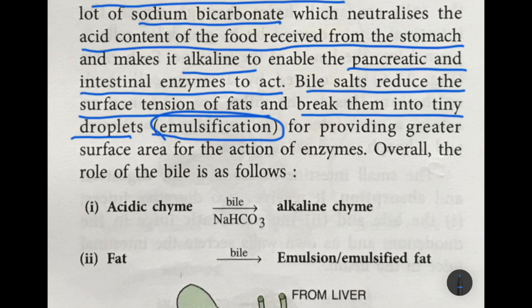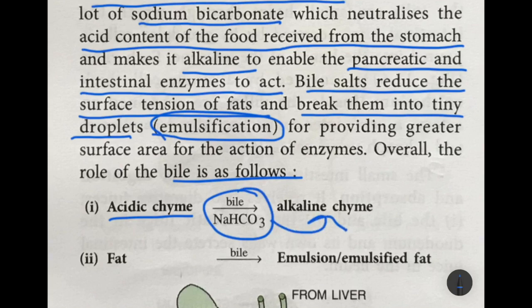So the role of the bile is, the acidic chyme coming from the stomach, bile contains sodium bicarbonate and it turns it into alkaline chyme. So once it turns into alkaline chyme, the pancreatic and intestinal enzymes will be able to act on it, and then the fat is broken down by the bile salts into smaller particles, so that is known as emulsified fat.